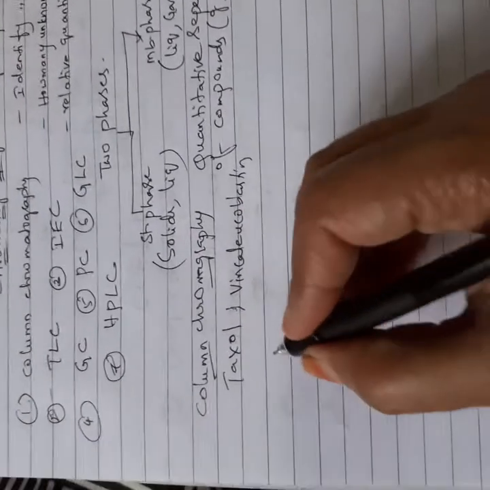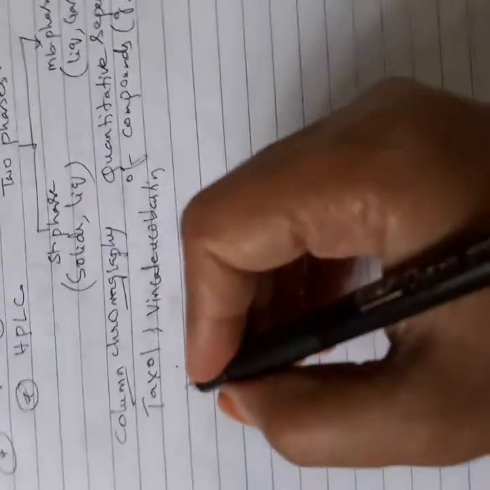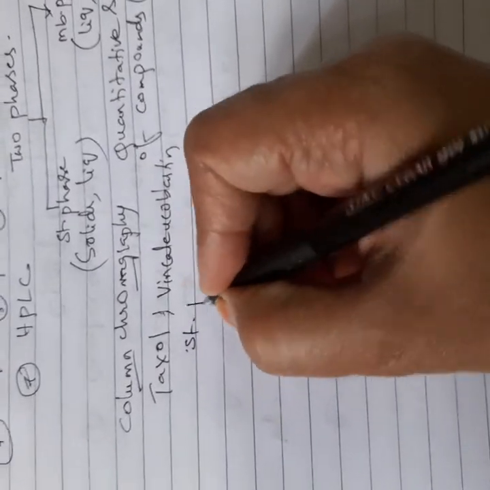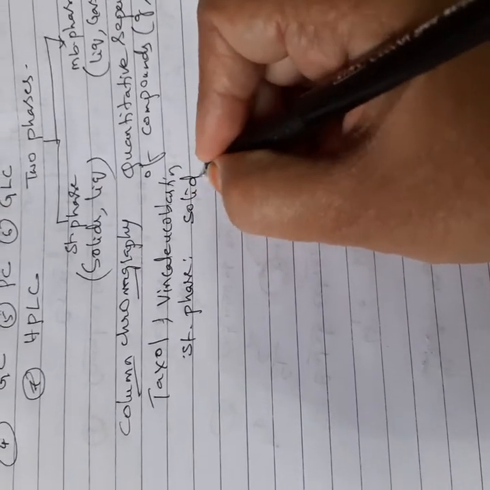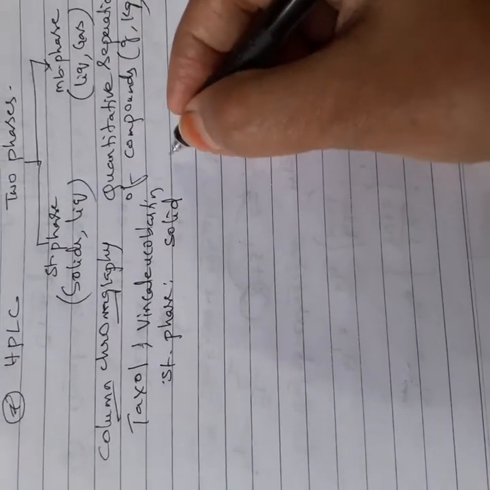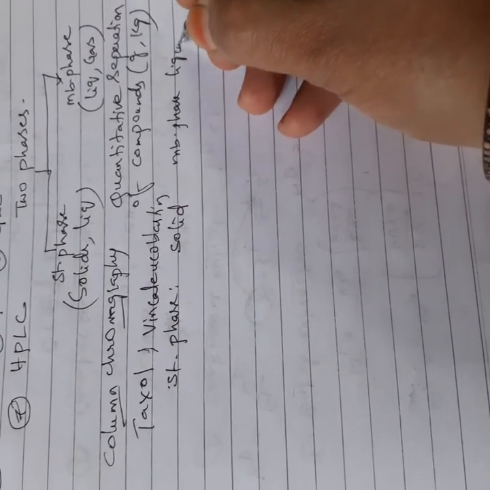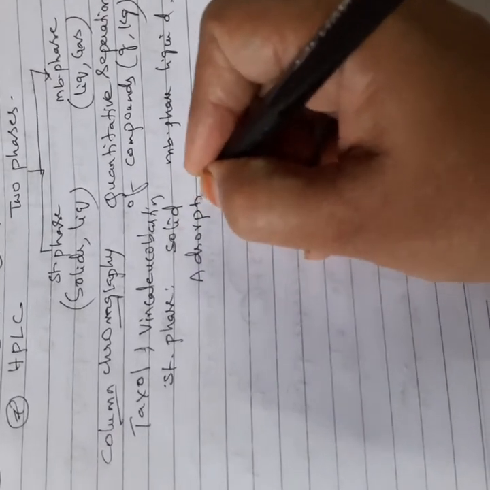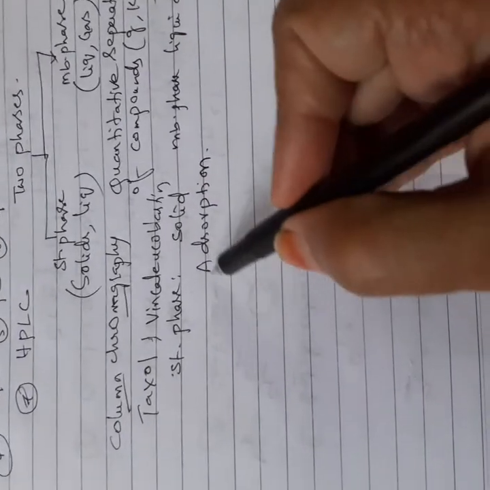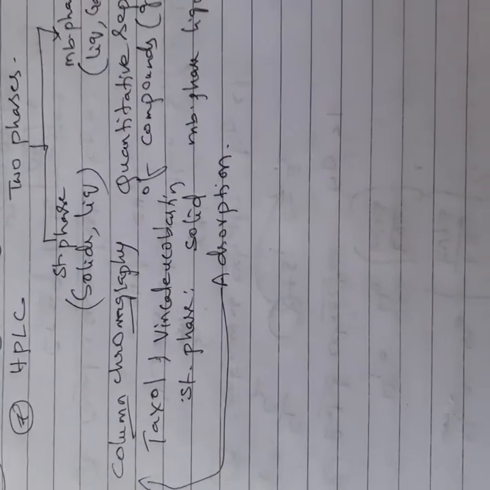So in column chromatography, if the same question is given in your exams, you need to first write what the stationary phase and the mobile phase are. So tell me, what is the stationary phase in column chromatography? Solid. What is the mobile phase? Liquid. And the basic principle behind the separation of the compounds is adsorption. Hence, column chromatography is also called adsorption chromatography.